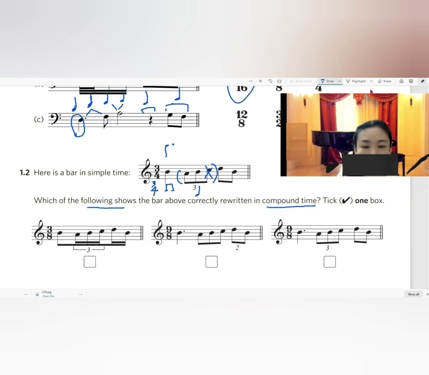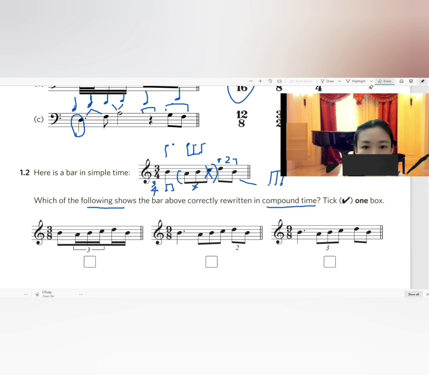So in that case, in order to switch this to compound time, you can just remove the triplets, which is 3 quavers. So it becomes compound time value, because in compound time, you need 3 quavers. The last group only has 2 quavers. How to make 2 into 3? In order to make 2 quavers into 3, you just need to add a duplet. Once you add a duplet, the actual value for this group will be 3 quavers.